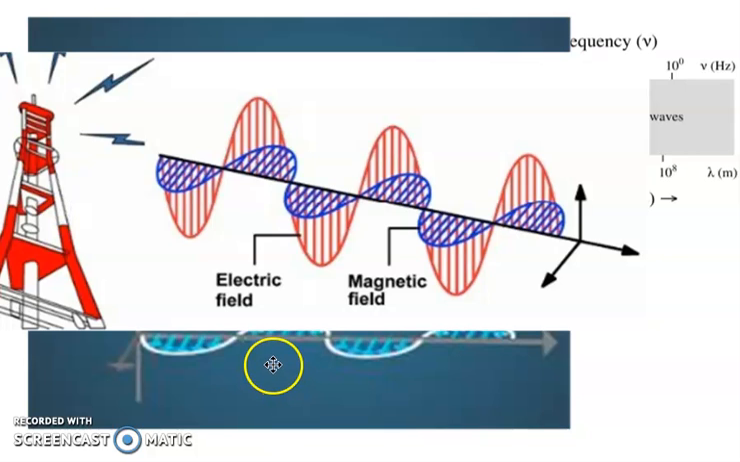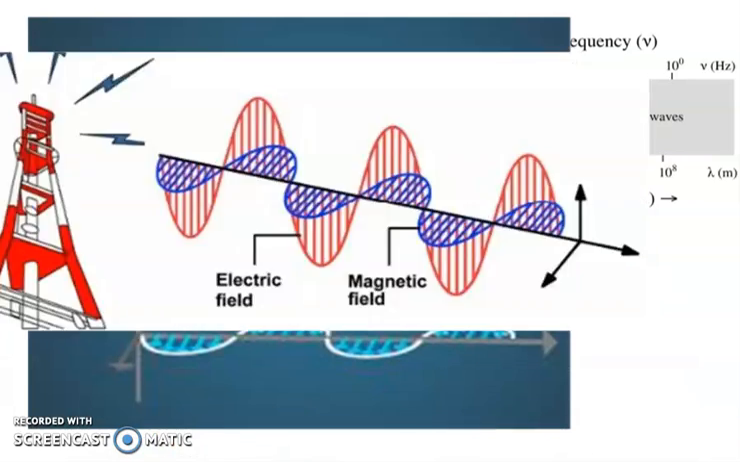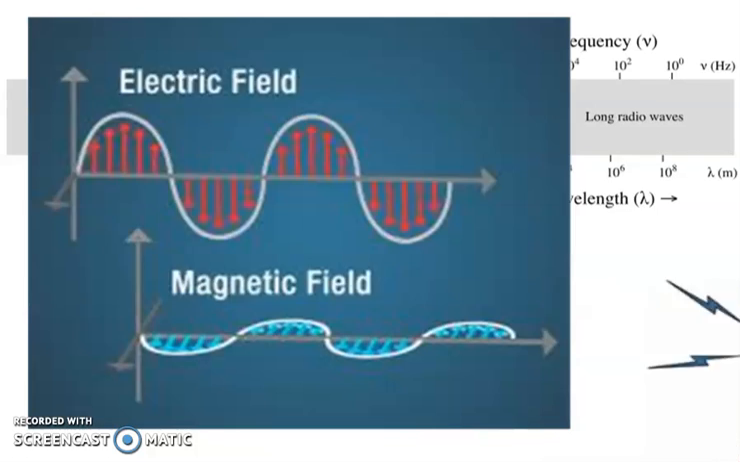So this is called an electromagnetic wave. And all light and all types of radiation come in electromagnetic waves. Okay, so they're made up of two different fields.